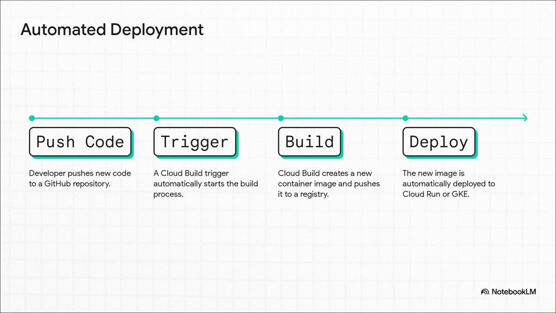It all starts when you push new code to your repository. That automatically triggers Google's Cloud Build service. It runs your tests, builds your container image, and pushes it to the registry. And then, for the final step, Cloud Build tells Cloud Run or GKE to deploy the new version. Your changes are live automatically and safely, without you lifting a finger.